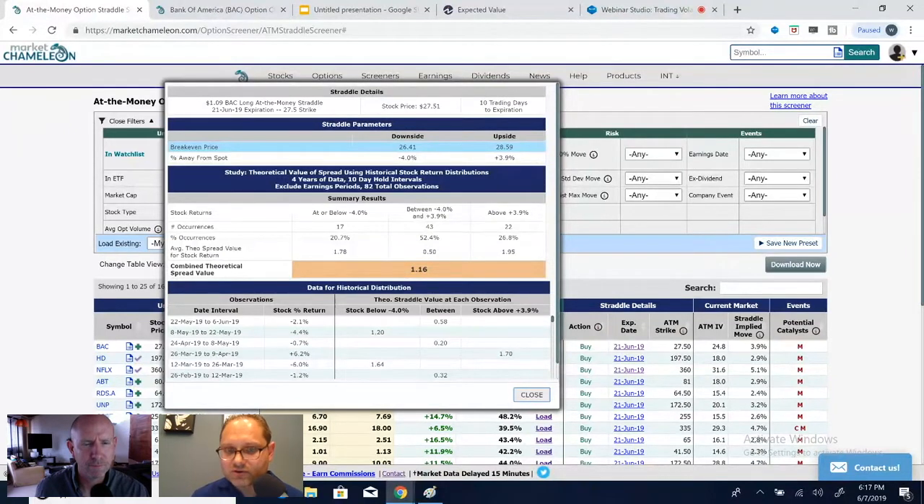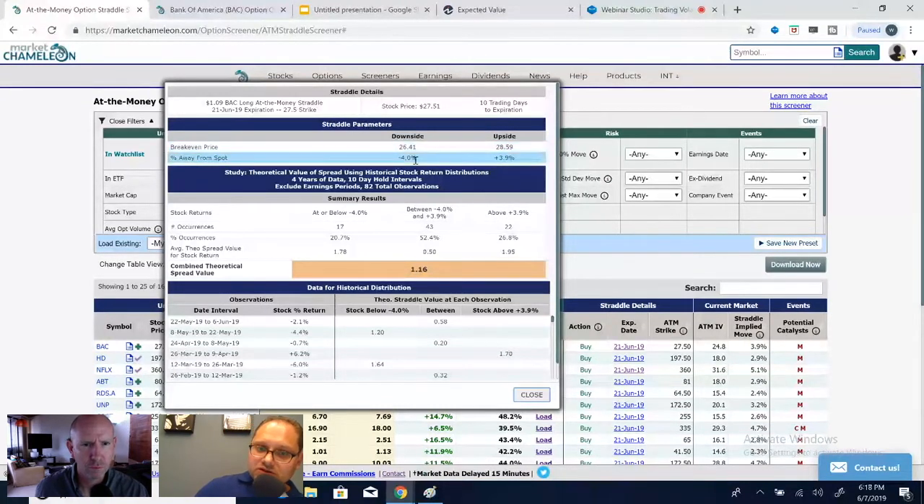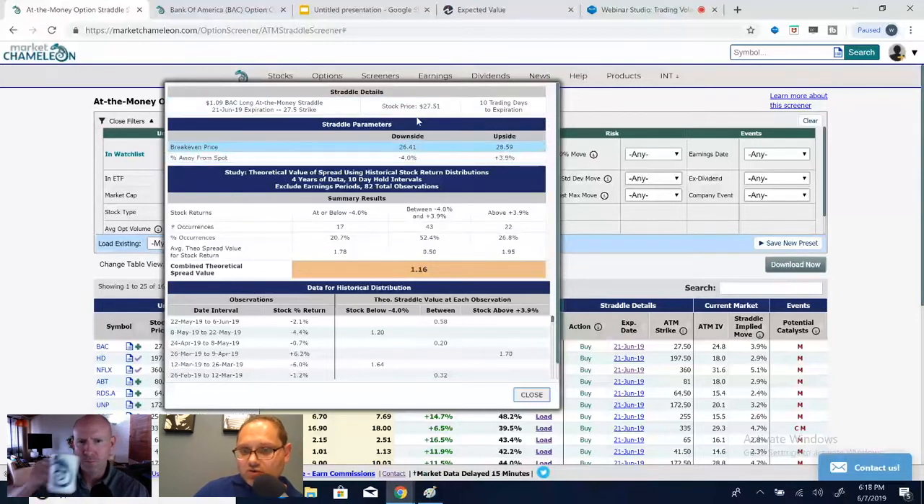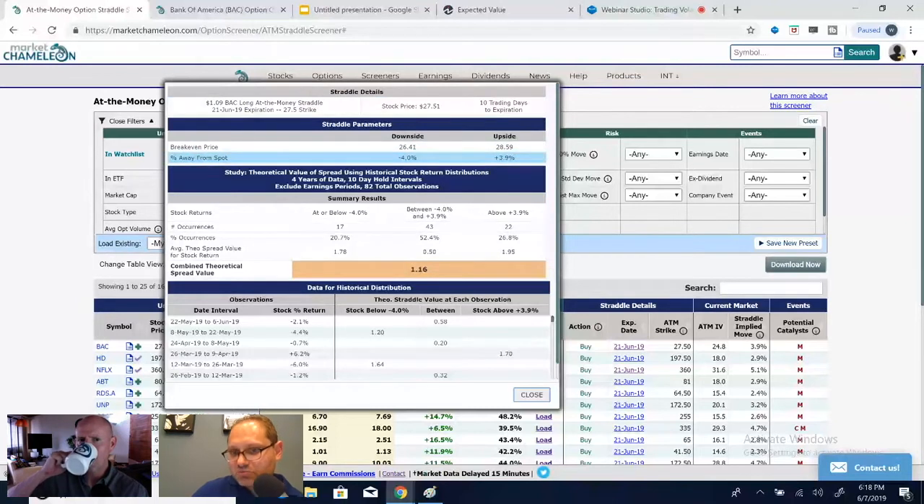Gotcha, so to cover the premium we're paying. So in other words, in 10 trading days, it has to be below 4% or above 3.9%, this is rounded, or above 4%. And so we want to know, what is the probability of that happening? Remember, we're looking at the expected value.